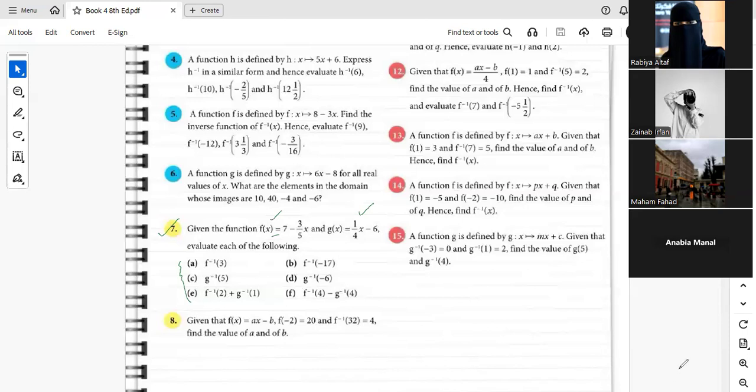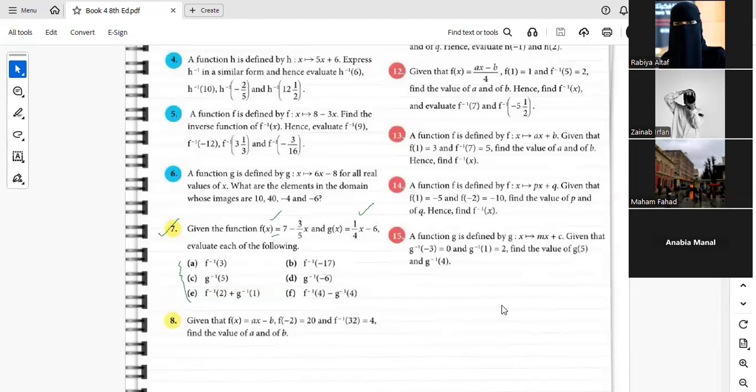Yes, anyone? Replace f of x with y. Okay. Replace f of x with y, but that will be step 1 for finding the inverse function. So it means first we need to find... Yes, Maham, your answer is correct.